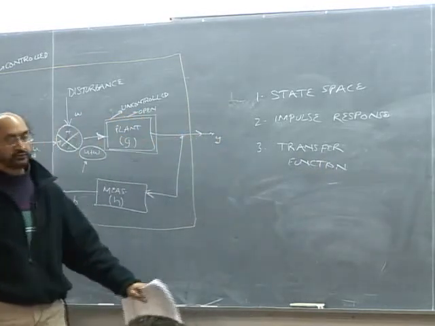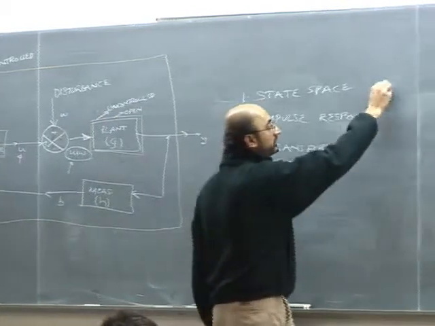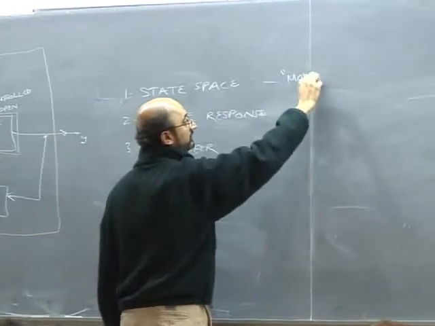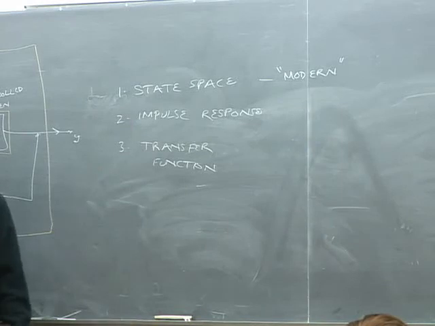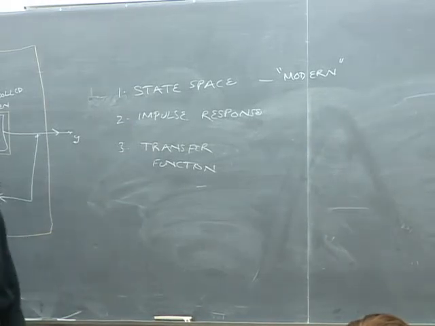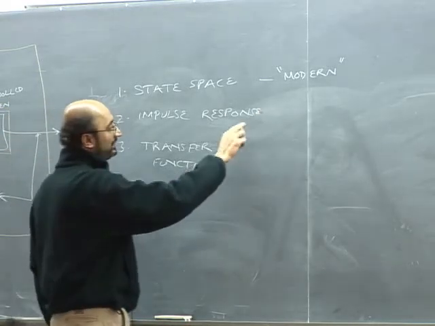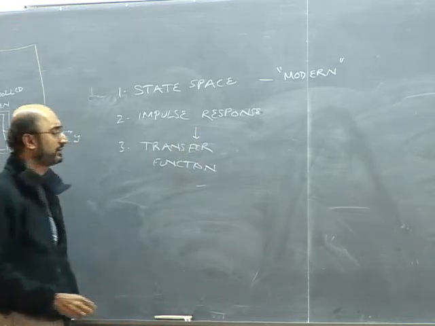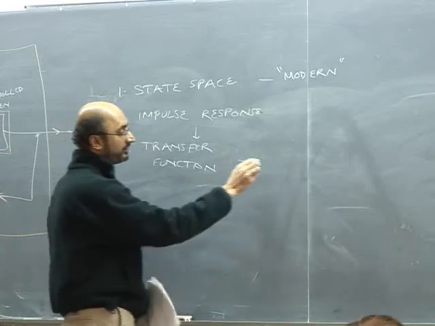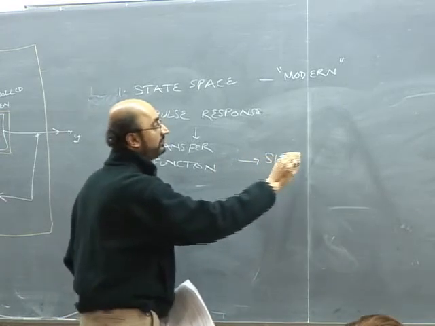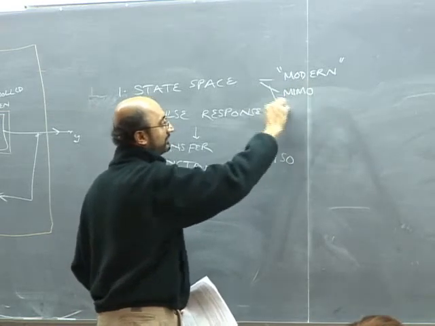The state space approach is the most general approach, and it's what is also used in what's called modern control. Modern meaning it was done in 1950, so it's pretty modern compared to the earlier approaches, which were done in the 1920s by and large. So that's why I put modern in quotes. The impulse response approach is basically a transitional one to get to the transfer function, and we'll actually focus on this for the most part. And the transfer function is for single input, single output systems. The modern one can handle multiple input, multiple output, as well as time varying.